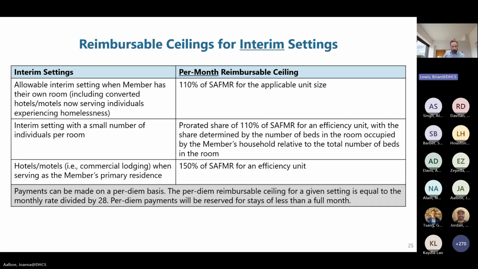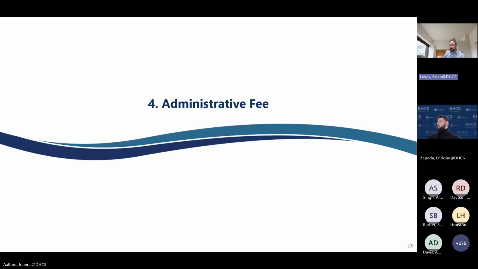And then now I'll pass it over to Enrique to talk more about the administrative fee component for transitional rent. Thanks, Brian. Next slide, please.